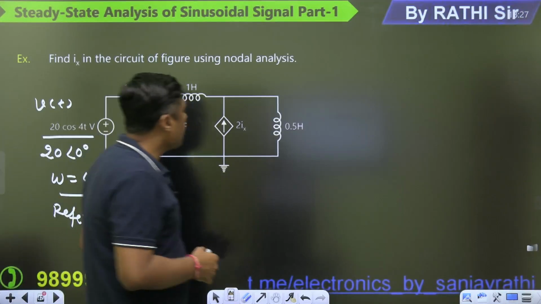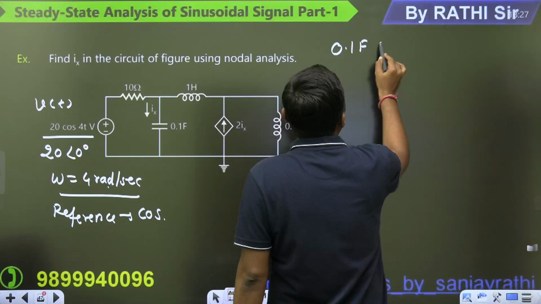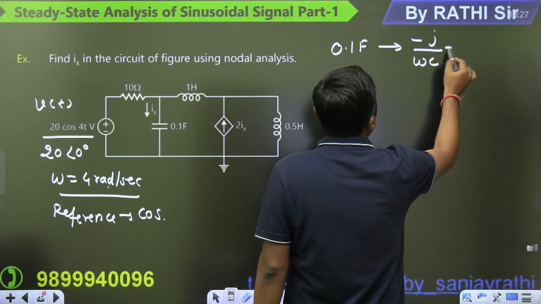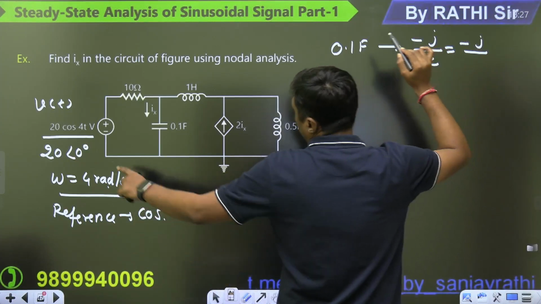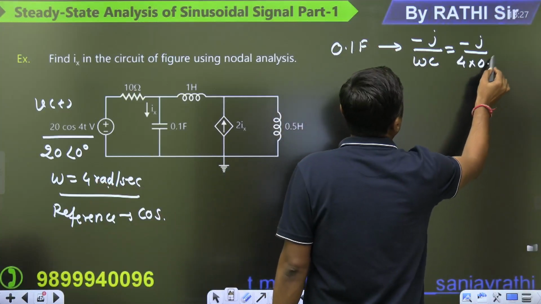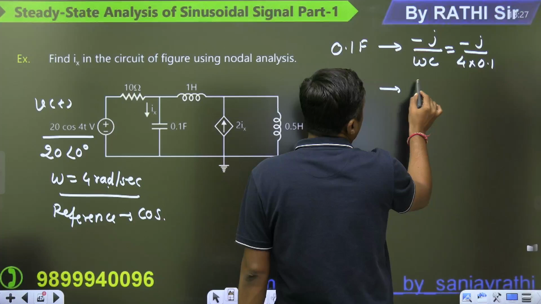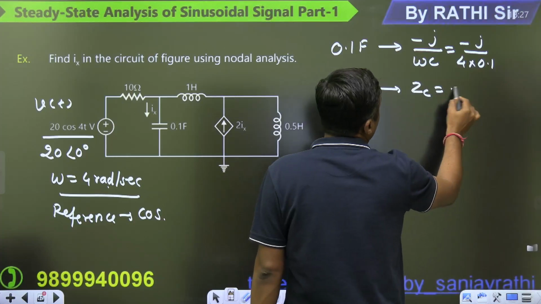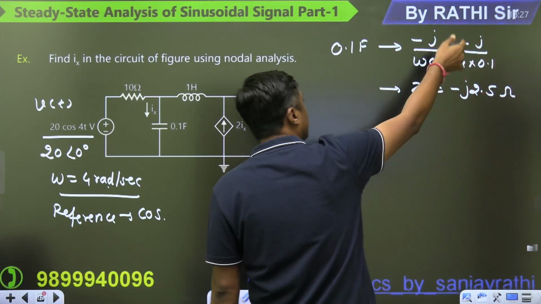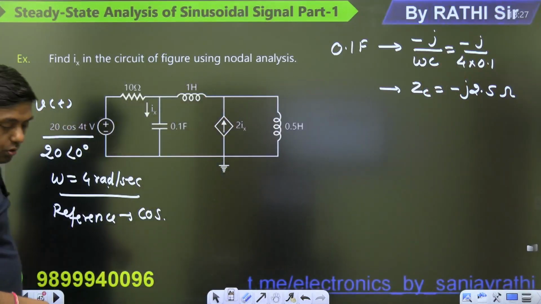Now, what is the capacitor? 0.1 farad. In the frequency domain, it will become minus j by omega C. Minus j by, what is the omega? 4, into 0.1. That is 10 by 4. So the capacitor is converted into an impedance of minus j 2.5 ohm. You can check: 10 divided by 4 is 2.5 ohm.